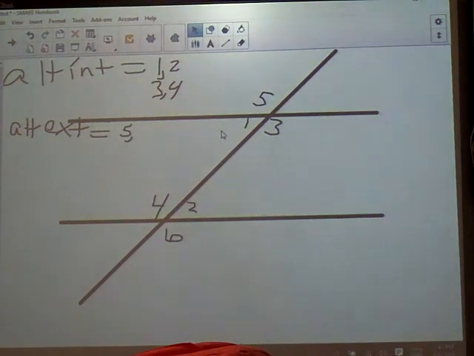And if I name this one 7, it would be alternate exterior with that one. 7 and 8 would be equal. Okay, this is easy. Y'all remember this. Y'all did good on this in geometry.